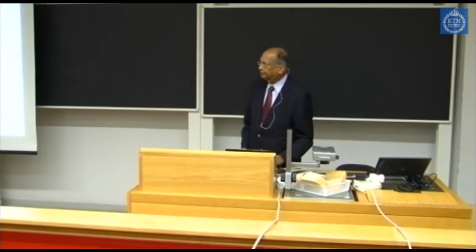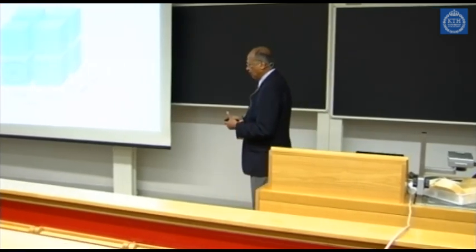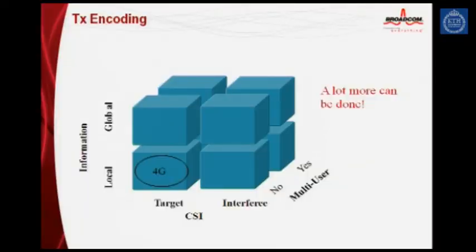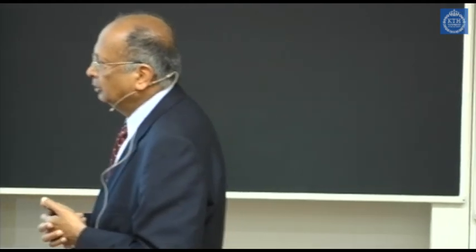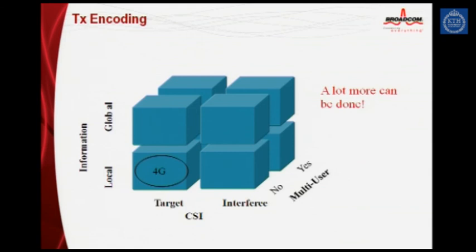And here's another example: transmit encoding. The broad idea of encoding is that at the transmitter, whether there are antennas at the same base station or you're dealing with antennas from multiple base stations as one unit, you can do very interesting things with them. Another question is channel state information. Often today, you only assume that you know something about your own target subscriber. The knowledge of interference is not normally taken into account.